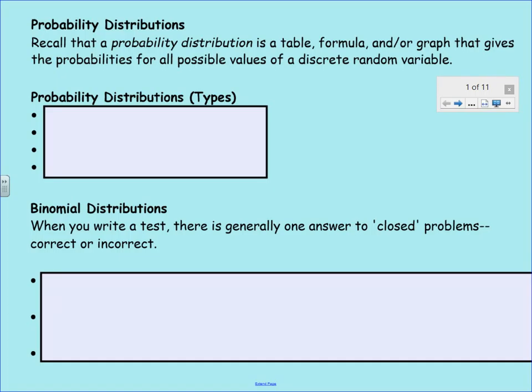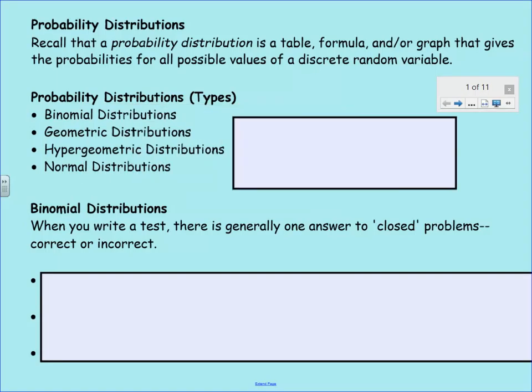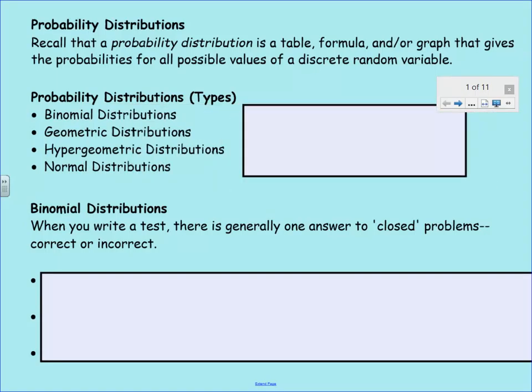So the different types of distributions are as follows. There are four particular types that we'll look at in this course. Today the focus is on something called a binomial distribution, and that'll be followed up by geometric and hypergeometric distributions. And then a little bit later in the course, we're going to come back to look at what is known as a normal distribution.